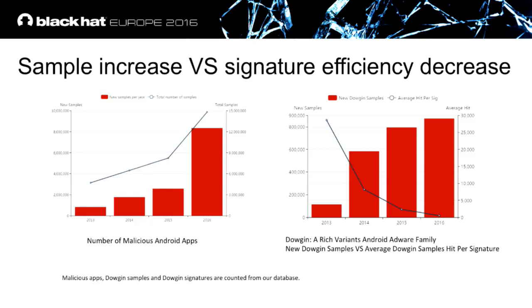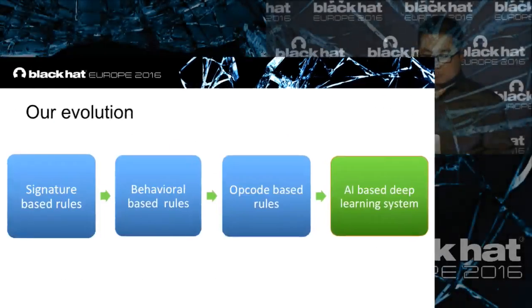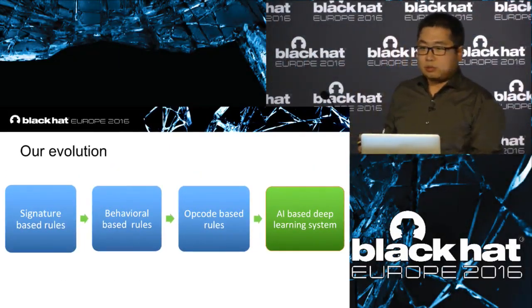You can see that in 2013, one signature can catch almost 30,000 Zhijun samples. But in 2016, one signature can catch only 1,000 Zhijun samples. And the worst of all, I have no headcount for new virus analysts, so I have to think of other ways, for example, AI-based antivirus that does not heavily depend on manpower.